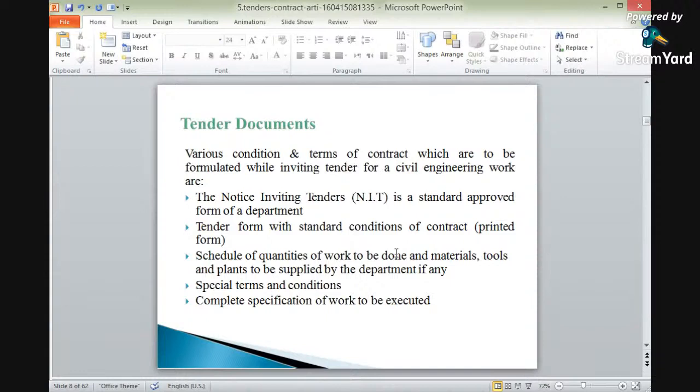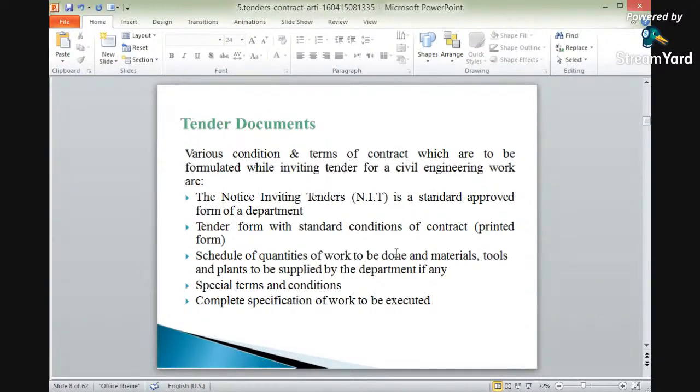The third point is the schedule of quantities of work. Schedule of quantities means which quantities are to be carried out, whether earthwork in excavation, or PCC, or RCC. So all these quantities are to be taken care of. Also the materials, tools and plants to be supplied by the department, if any, are to be attached.